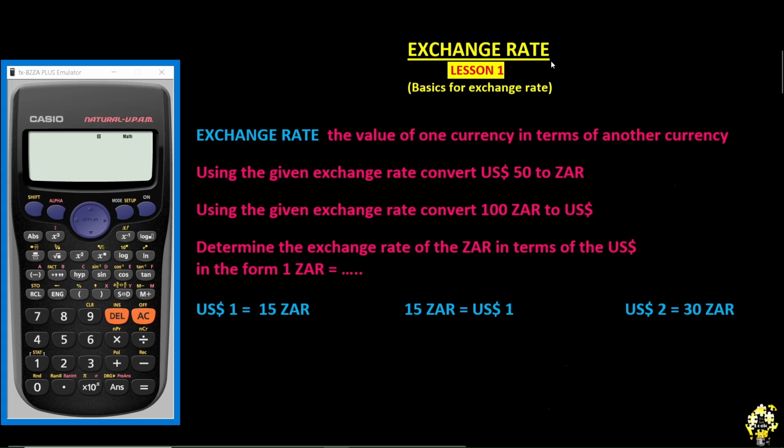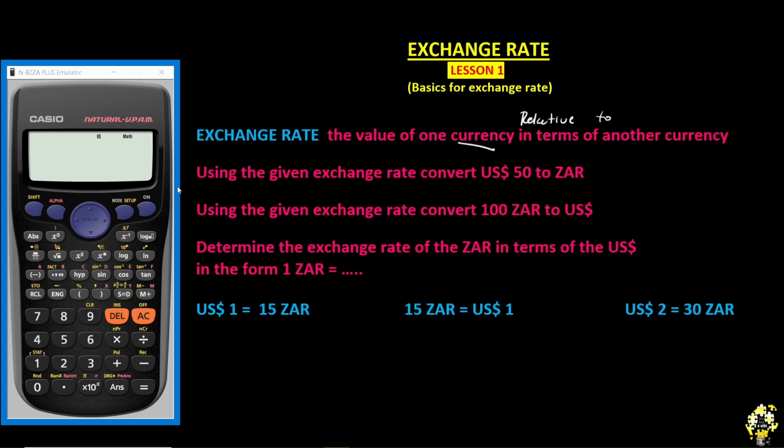So we have something called exchange rate. Now, exchange rate in simple terms is the value of one currency in terms of another currency. Someone might say that exchange rate is the value of one currency relative to another currency, or the value of one currency in terms of another currency.